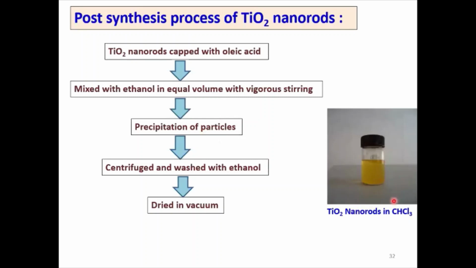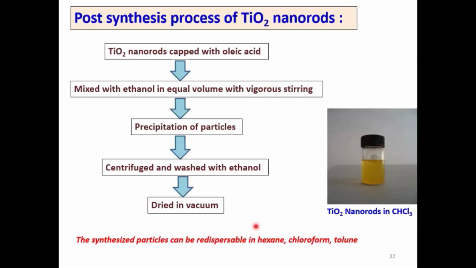Now you add chloroform. In this chloroform, the titanium oxide nanorods will be dispersed. Chloroform is a small chain, so it can be useful for application in dye-sensitized solar cells or other applications.